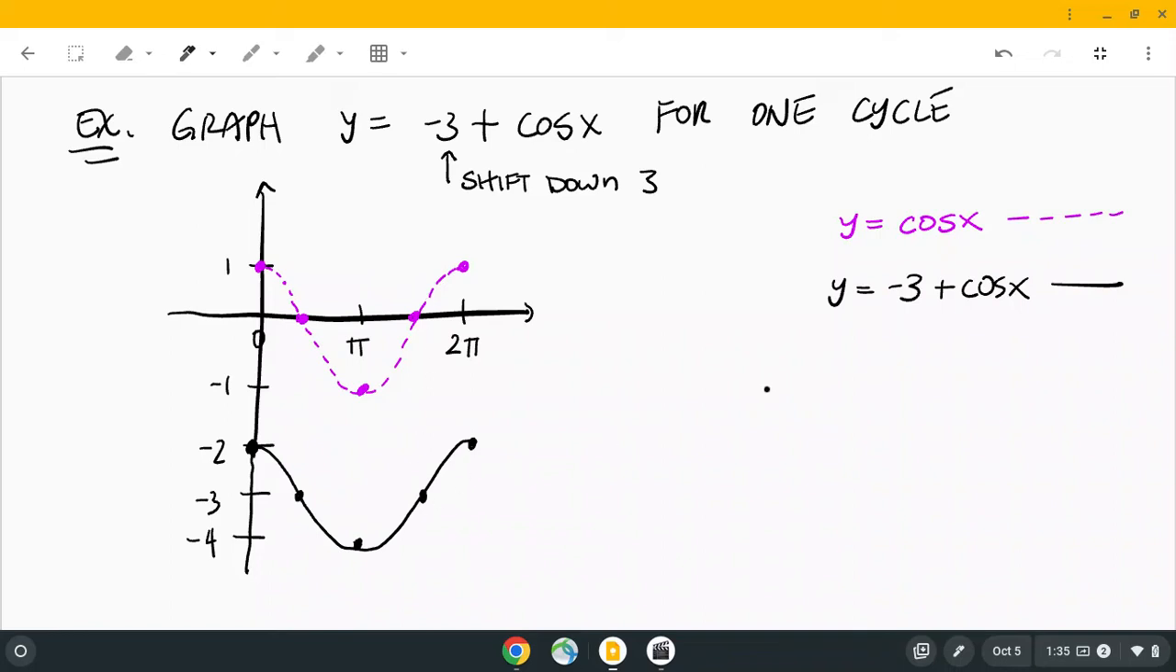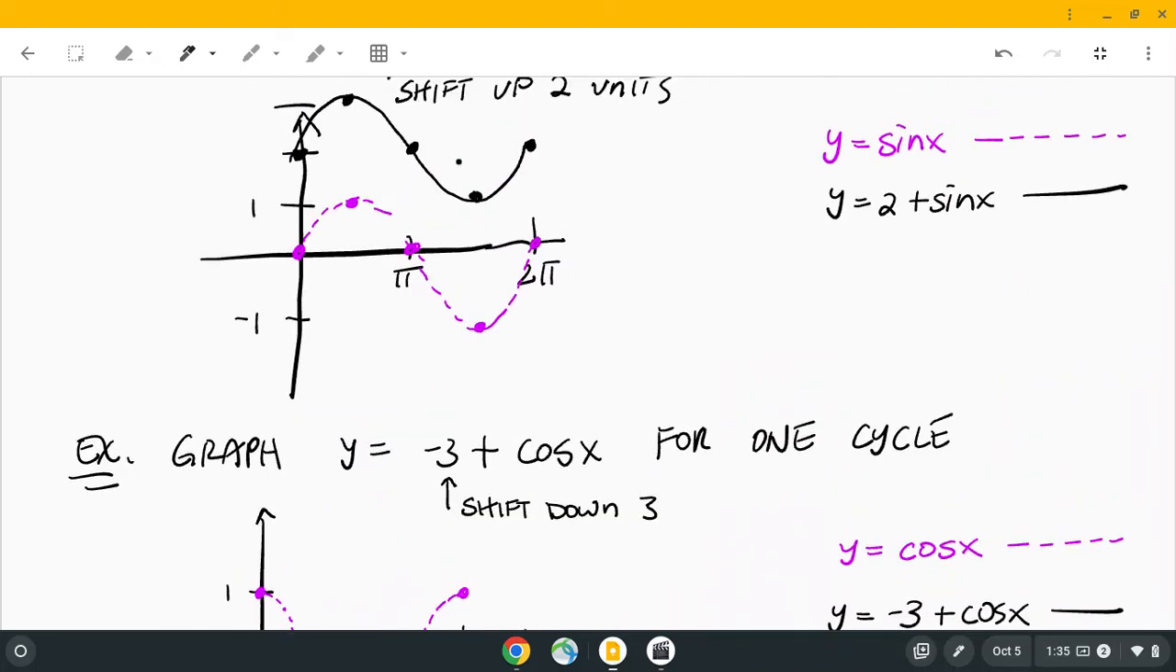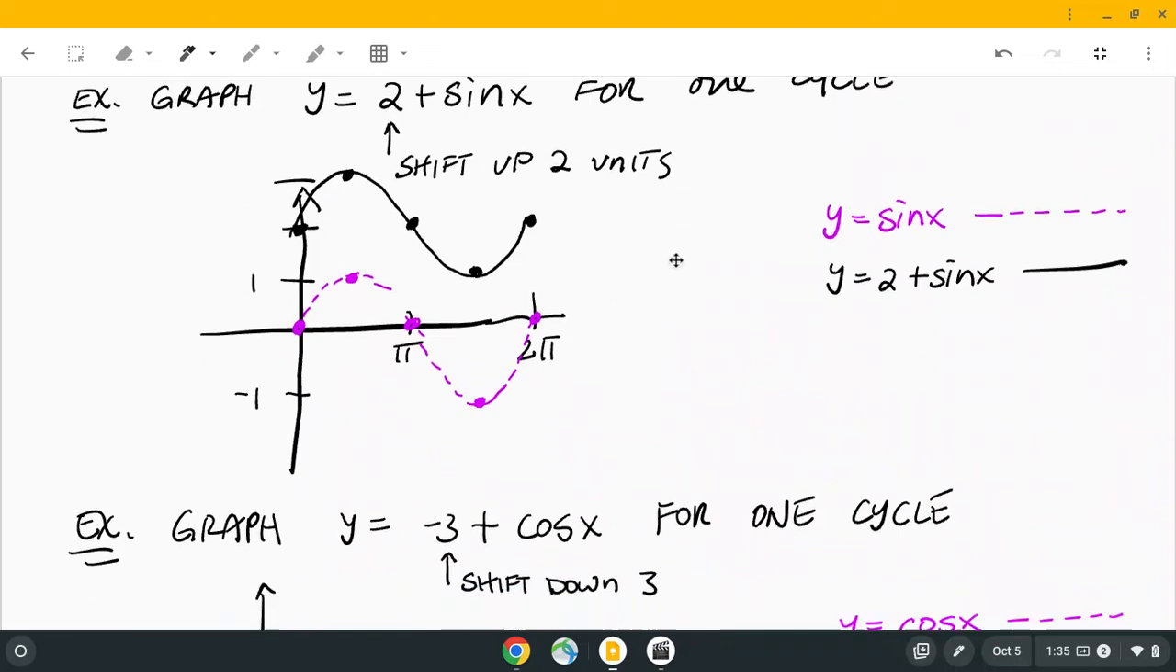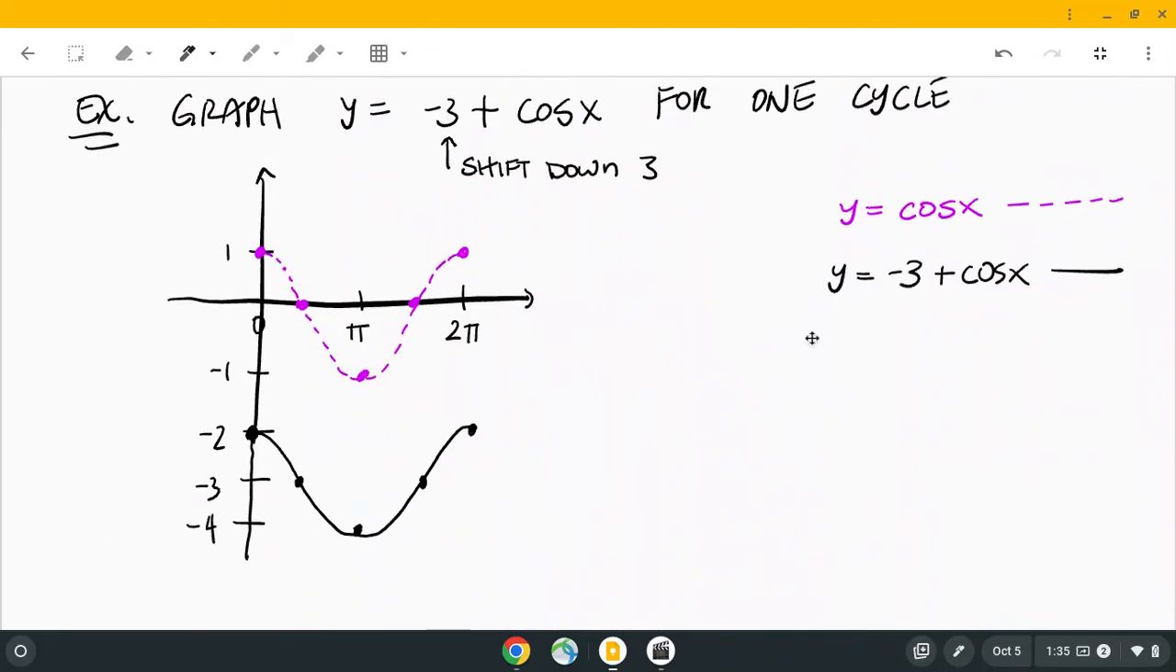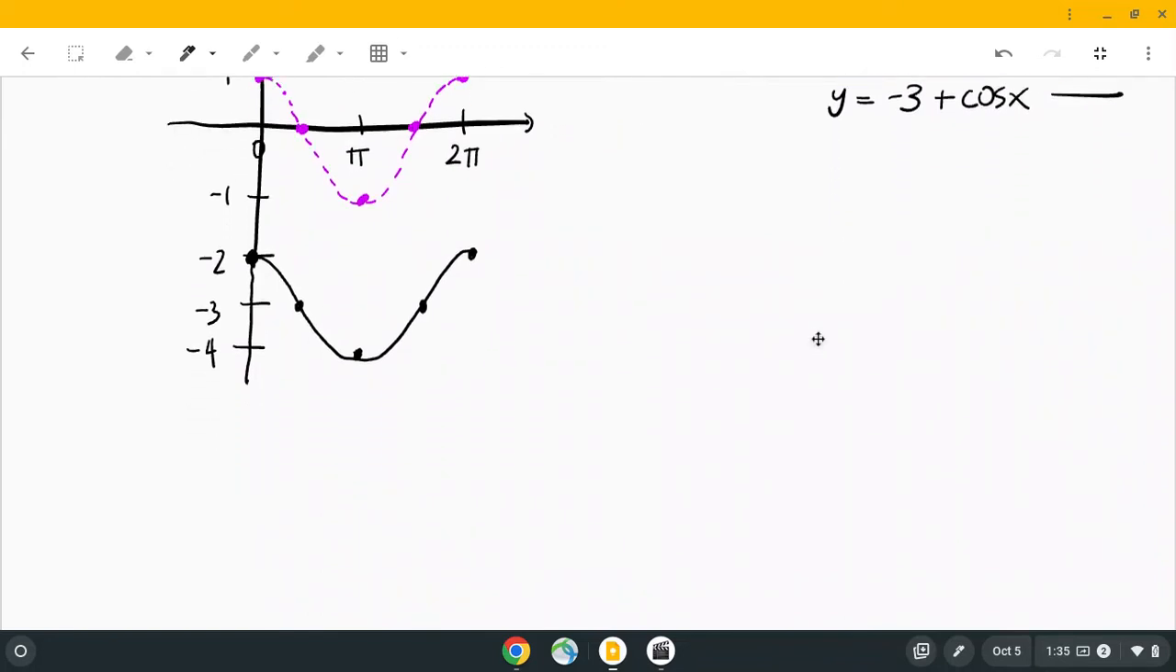Okay. All right, so let's go ahead and throw in some other things, because shifting, that's kind of easy. Just positive, you go up, negative, you go down. Okay. All right. So let's throw in some multipliers. Stuff we learned in 4.2. Okay. So let's take a look at this graph. Let's go ahead and graph y equals 2 plus 2 cosine x.